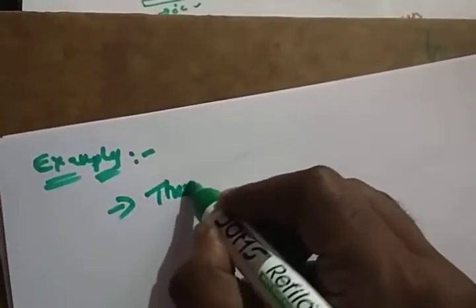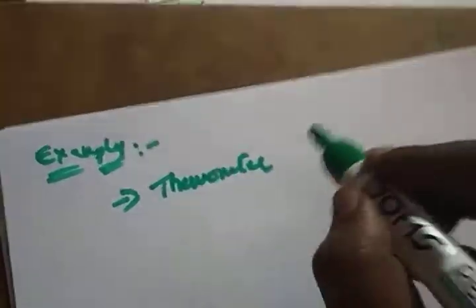The first one is the thermometer. If you want to find the temperature of a body, we don't have any method to calculate the temperature of a body directly, so we require a device called a thermometer. So how will it work?